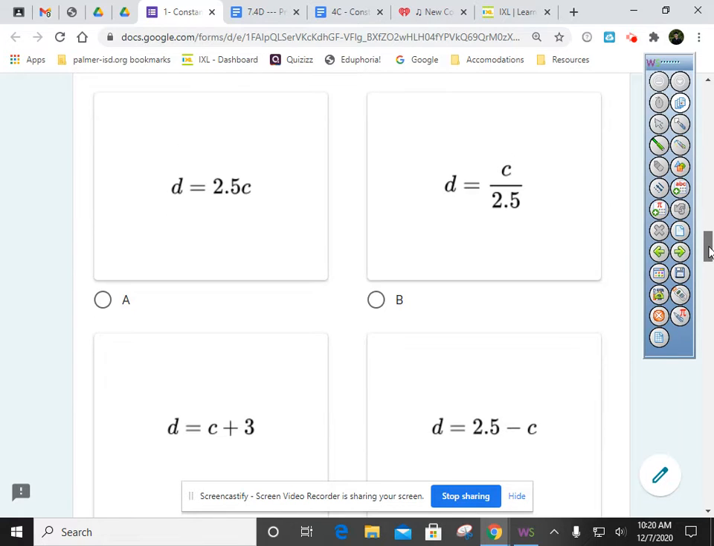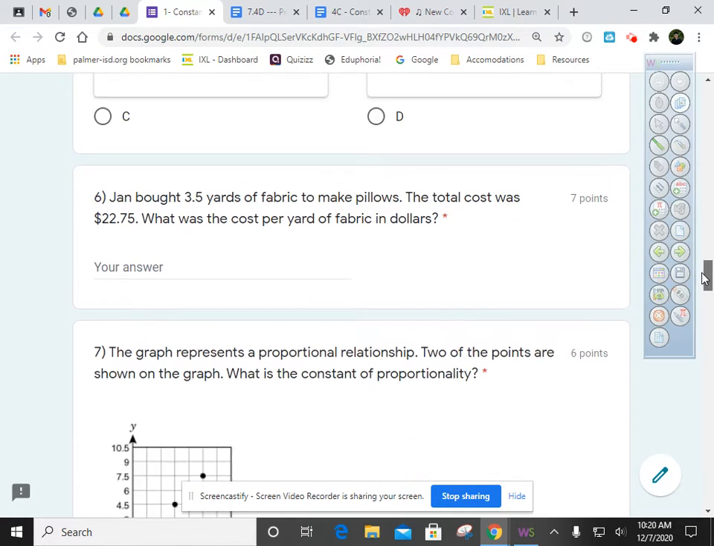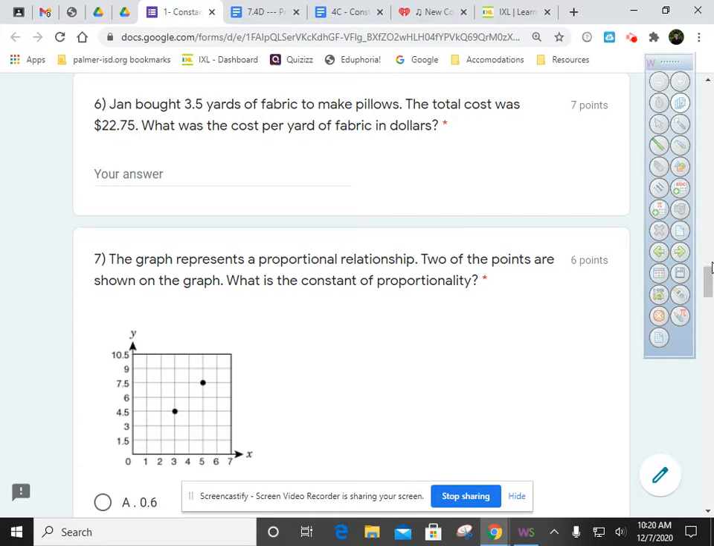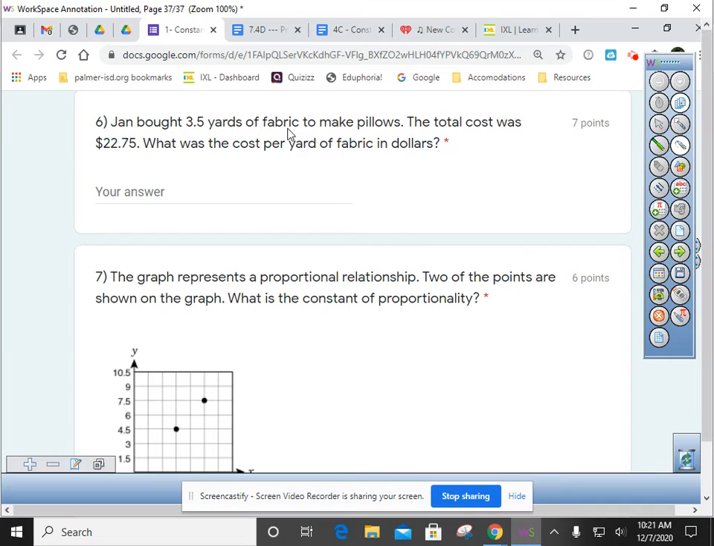So write the proportion and then solve it and pick the one that goes with it. Number 6, Jan bought 3.5 yards of fabric to make pillows. The total cost was $22.75. What was the cost per yard of fabric in dollars? Per means 1. What is it for 1 yard? Write a proportion.